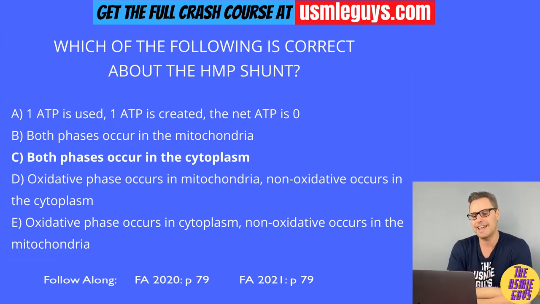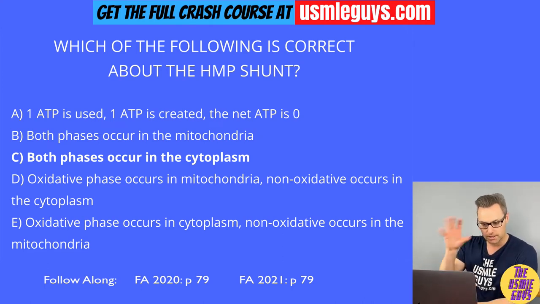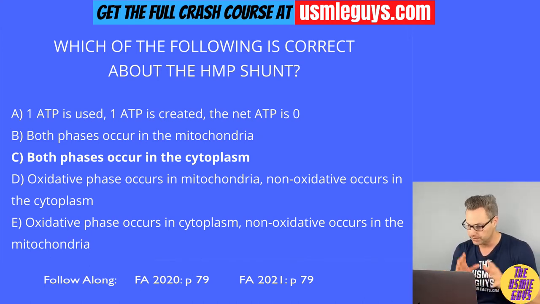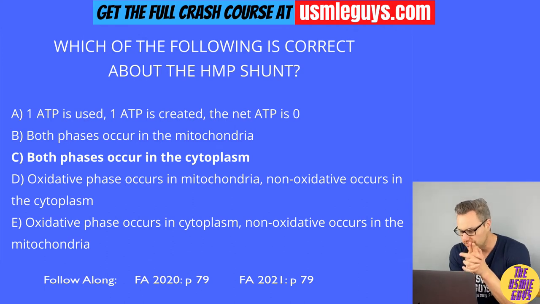So let's talk about the HMP shunt, which is needed to create NADPH and ribose. Now that NADPH is needed for reduction reactions, cholesterol synthesis, and fatty acid synthesis, whereas the ribose is needed for nucleotide synthesis. Now there's two phases in this pathway. We have the oxidative and the non-oxidative phases or reactions. Now don't forget which of these is irreversible. That would be the oxidative portion. Now which of these happens in the cytoplasm? That's a trick question. They both do.